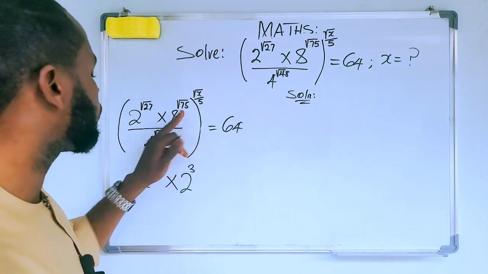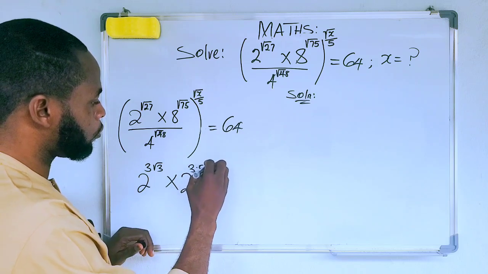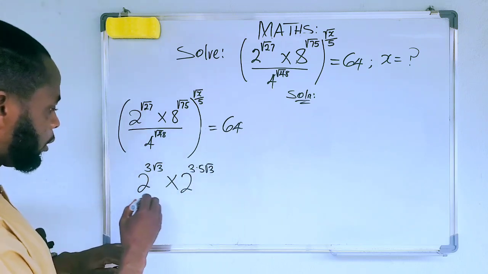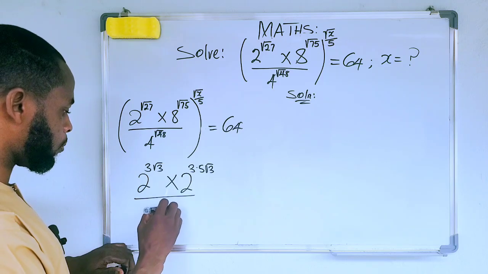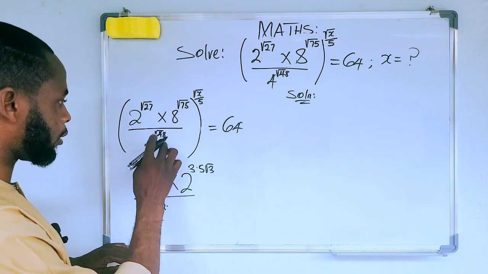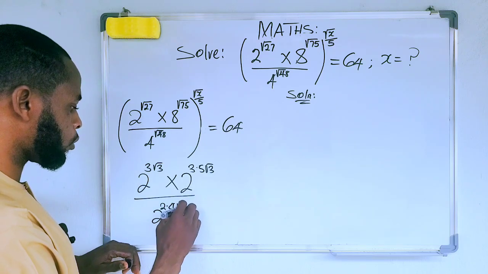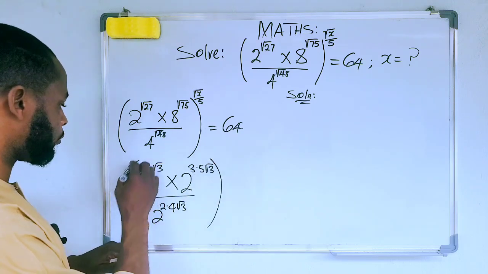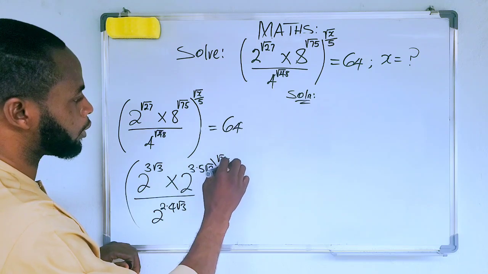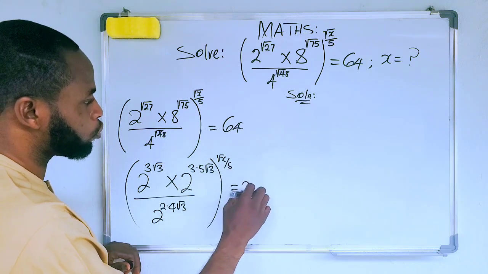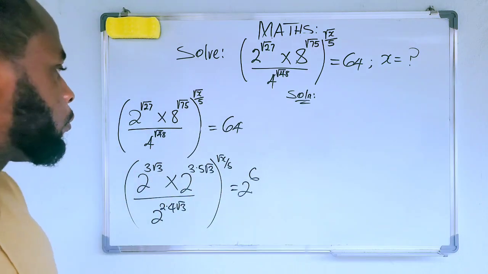Then square root of 75 can also be expressed as 5 root 3, then divided by 4, to base 2, gives us 2 to the power of 2, then multiplied by square root of 48, to give us 4 root 3, all raised to the power of square root of x divided by 5, equals 2 to the power of 6. That will give us 64.